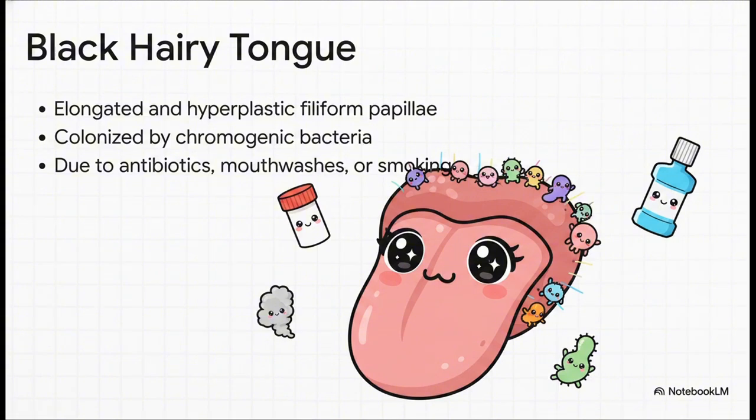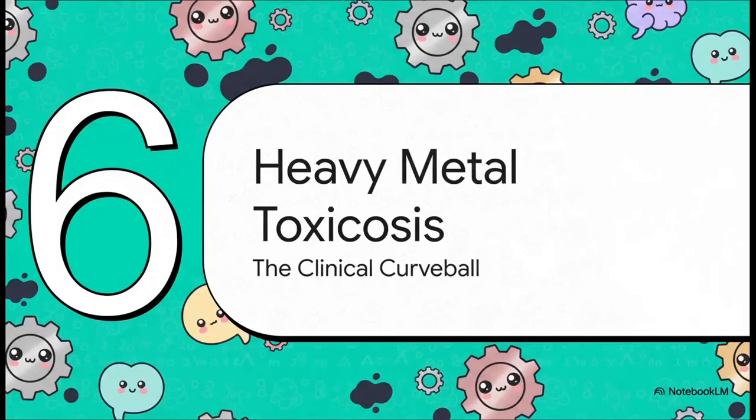And what triggers all this? It's highly associated with local environmental changes. Think chronic antibiotic use, heavy reliance on antiseptic mouthwashes, poor oral hygiene, or heavy smoking. Section 6, heavy metal toxicosis, the clinical curveball. Finally, let's tackle the curveball that examiners just absolutely love to throw at you to test your deep textbook knowledge. This falls under diffuse black and gray lesions and brings some really fascinating systemic symptoms along for the ride.